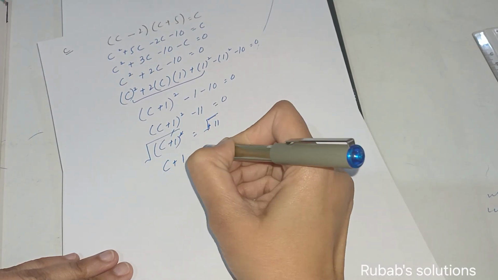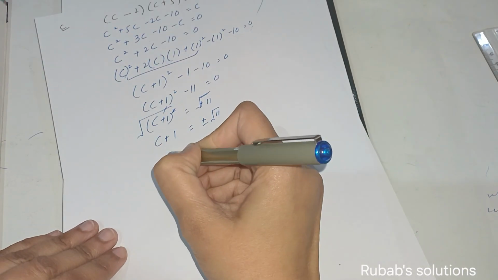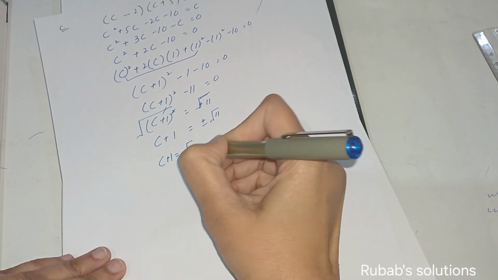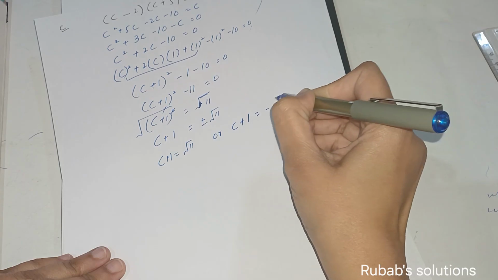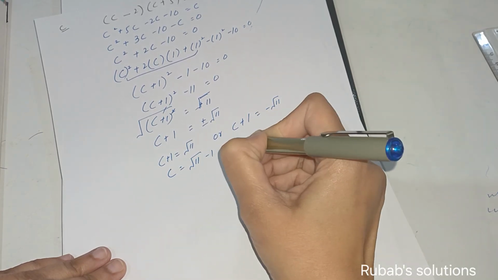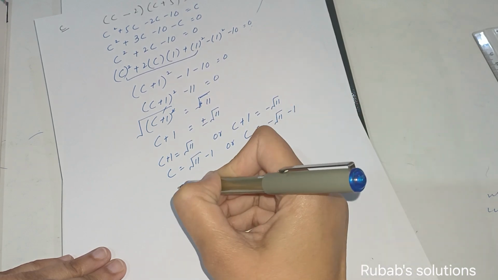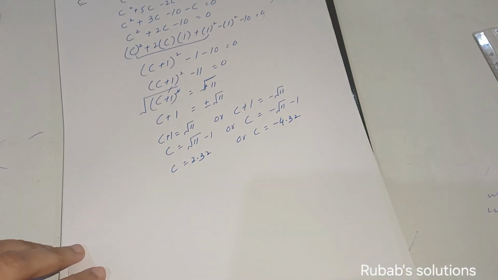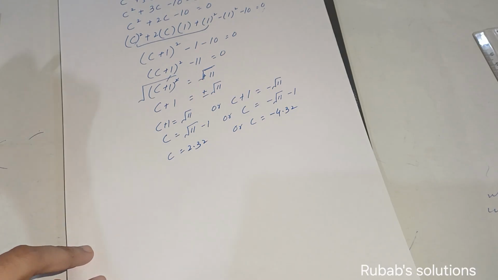So c plus 1 whole square is equal to 11, taking square root on both sides, this and this cancel. C plus 1 is equal to plus minus square root of 11, one time in plus, one time in minus. It will become c plus 1 is equal to plus square root of 11, or c plus 1 is equal to minus square root of 11. So from here it will be square root of 11 minus 1, or c is equal to minus square root of 11 minus 1. And the answer from here and from here, after calculating, c is equal to 2.32, and from the other side c is equal to minus 4.32.